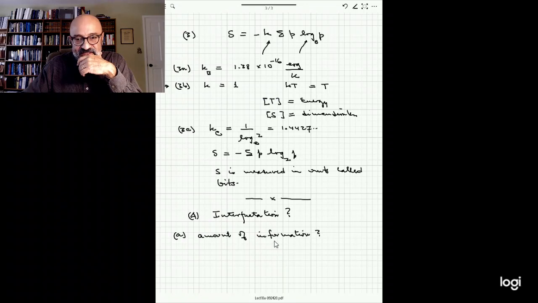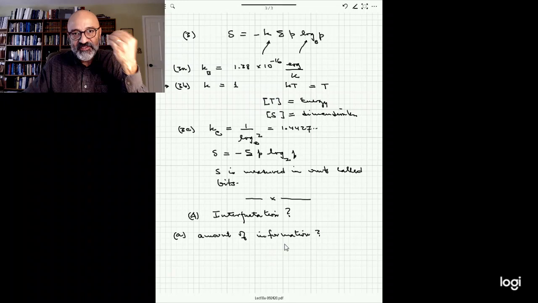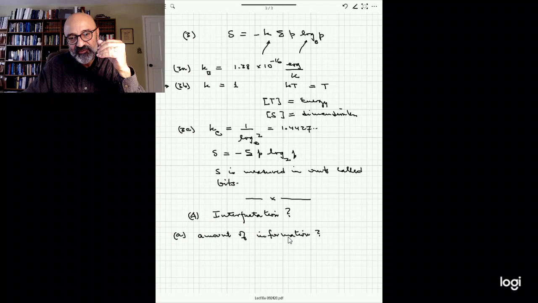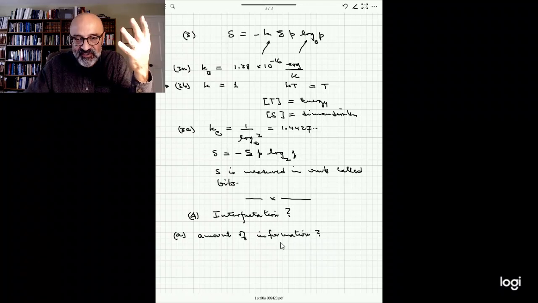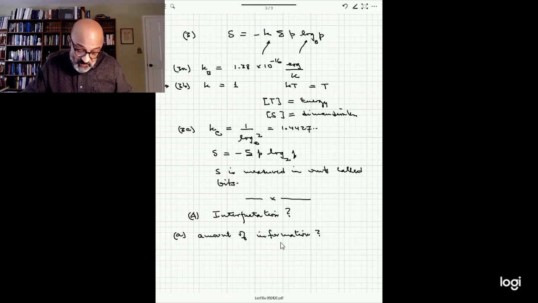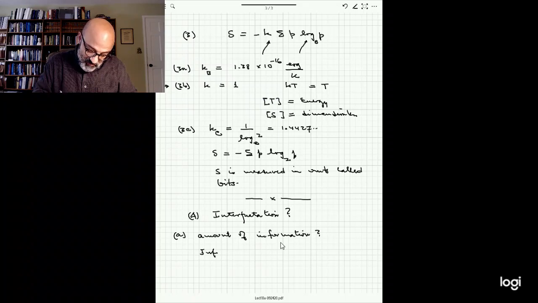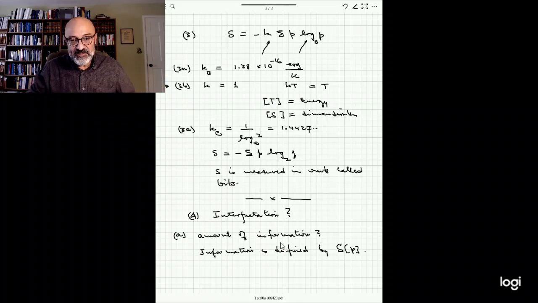A problem here is that we do not really have a very clear idea of what information itself might be. So how do you measure amount of information if you do not quite know what information is? That's the source of all the problems. So one possibility is that information is defined by this quantity S. Period. You define it like that.